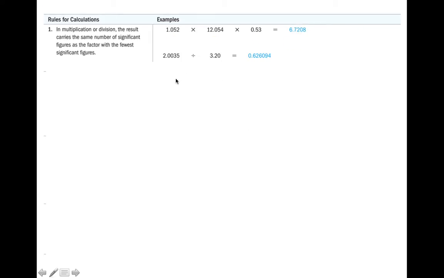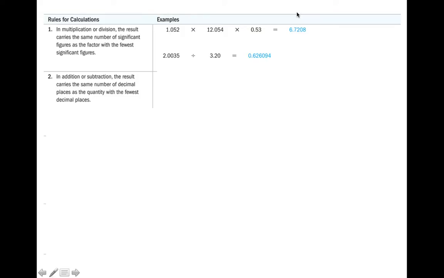Okay, what about this one? This one's got 5 sig figs in it. This has got 3 sig figs in it because that's a trailing 0, right? So this number's going to have 3 sig figs in it. This is going to be reported as 0.626. Okay.